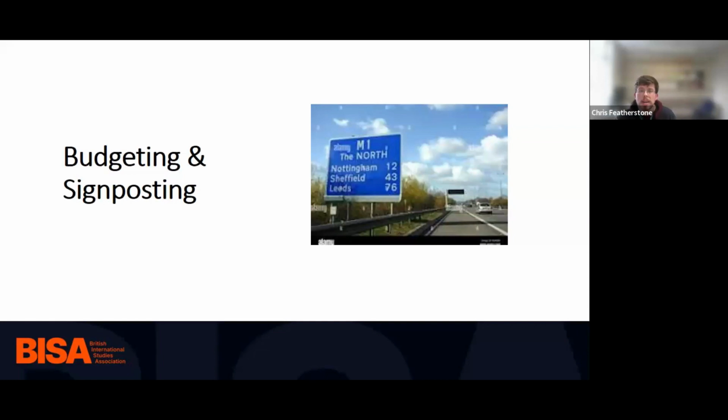And we can also look at budgeting as well. Okay. Key part of any essay is the word count, usually. Students will always tell me that they either struggle to fill the word count or struggle to cut their essays down to fit the word count. Either way, figuring out how many words you have and how you're going to deploy them best is a key part of the planning process.